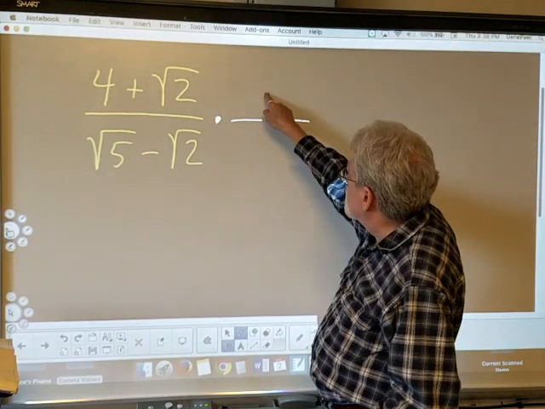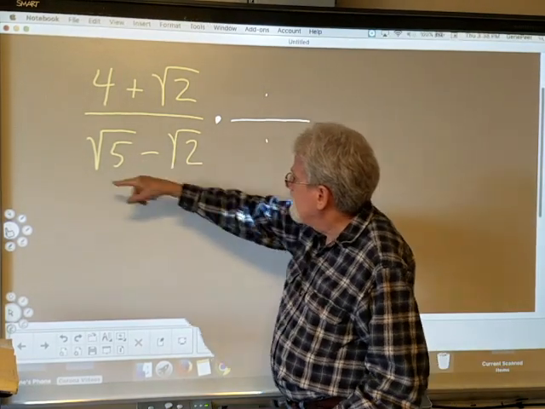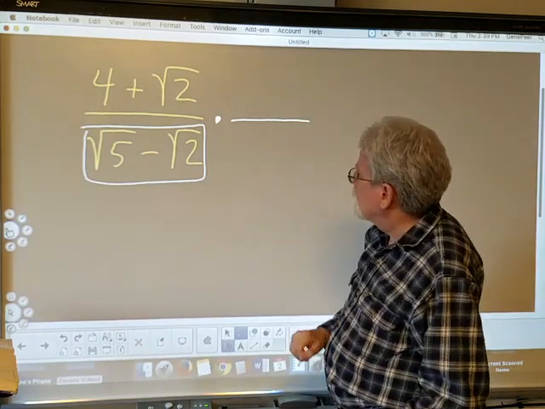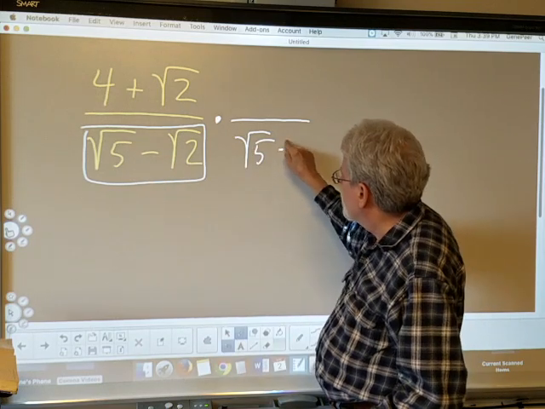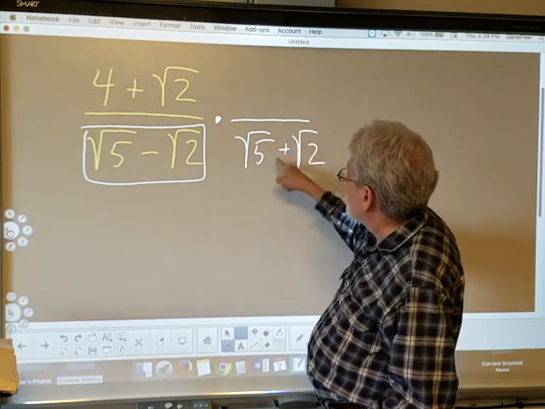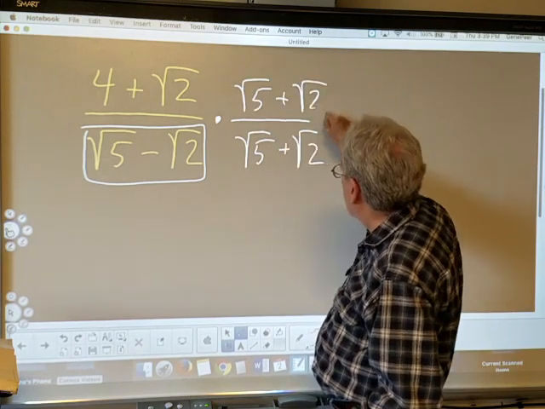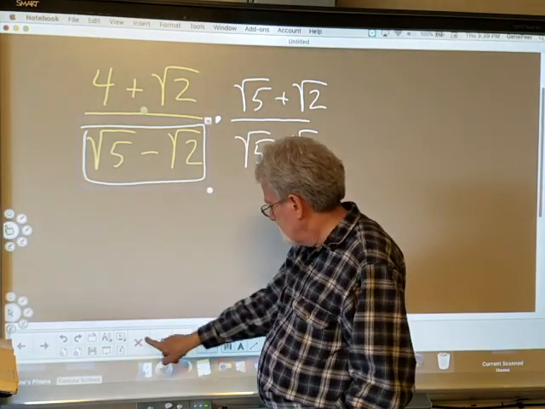I'm going to multiply numerator and denominator by the conjugate of the denominator. So I'm going to multiply numerator and denominator by square root of 5, change the sign, that's all there is to it, plus square root of 2. Same thing up here, otherwise I'm not multiplying by 1, and it would therefore not be legal.